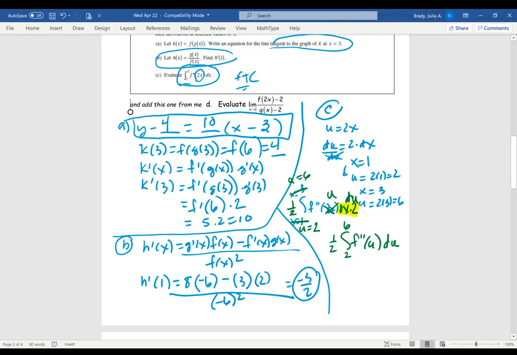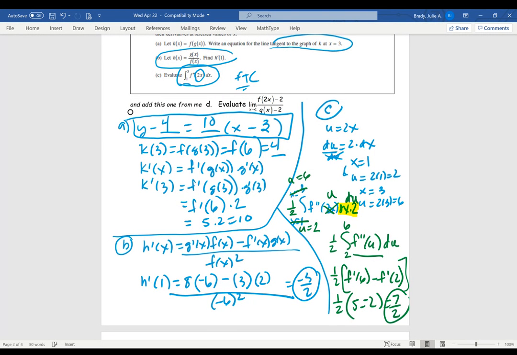So now you can use the second fundamental theorem. Keep your multiplier. The antiderivative for f double prime is f prime. So this is f prime of 6 minus f prime of 2. We can get those numbers from the table. It's 1/2 of 5 minus a negative 2, which is 7/2.